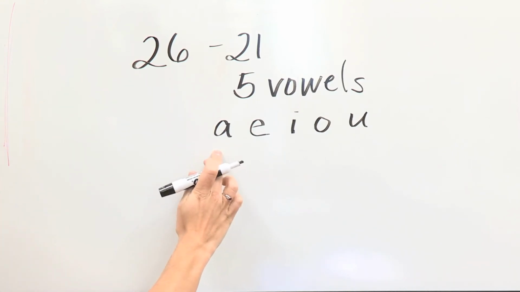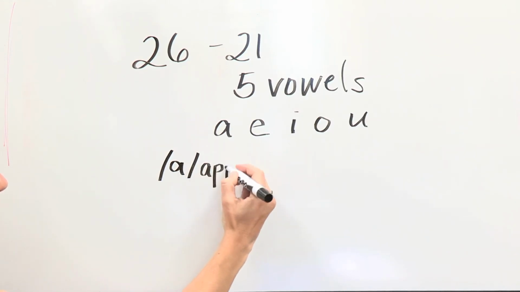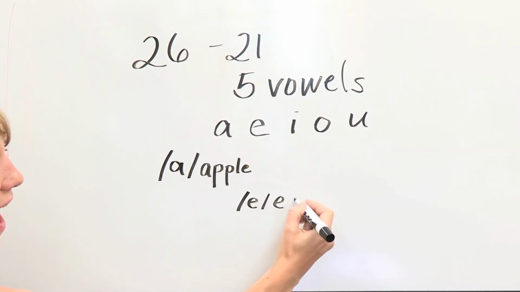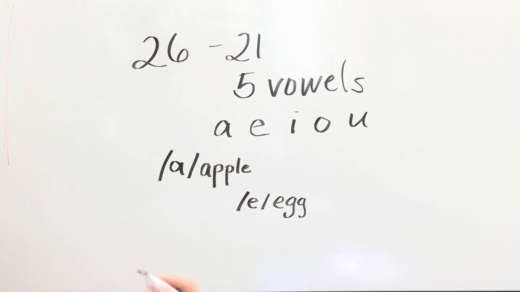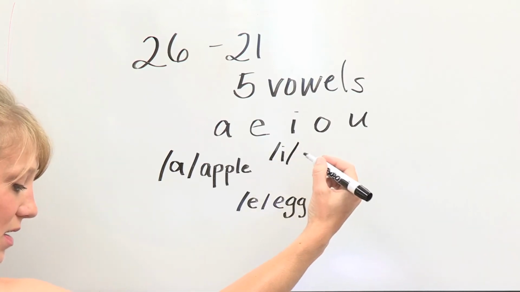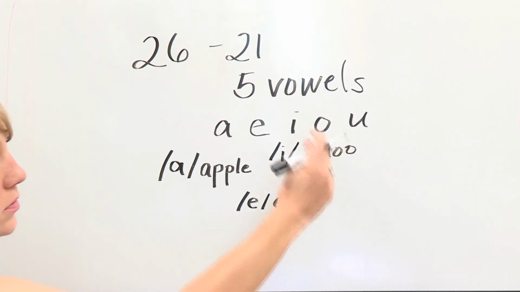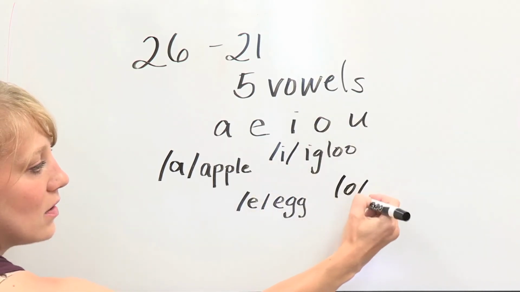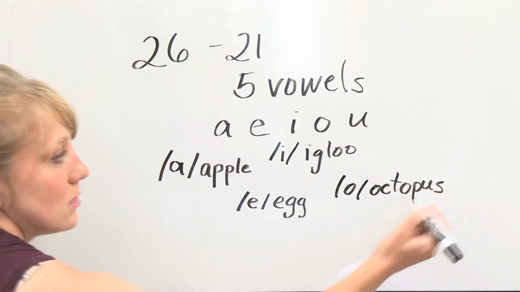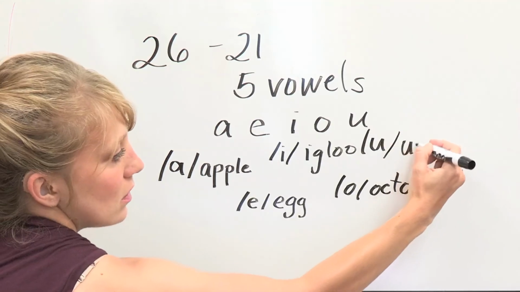The short sounds are, we have A, as in apple. E, as in egg, and sometimes people say elephant. I, as in igloo, and again, some people use iguana. O, as in octopus. Right? And U, as in umbrella.